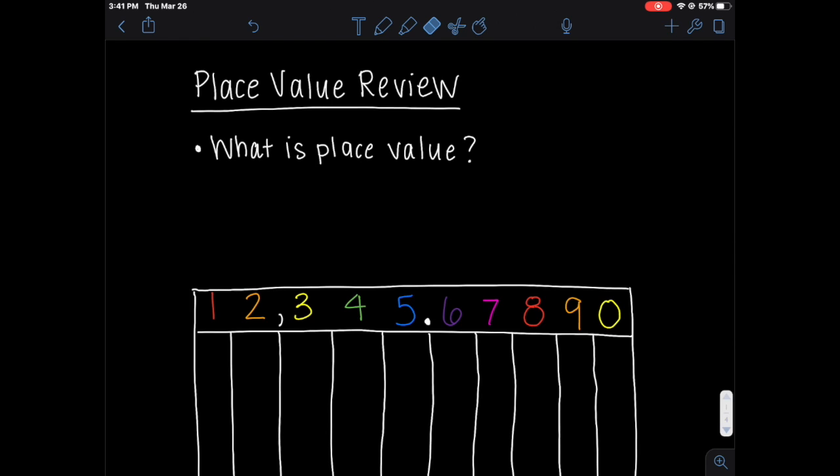Hi guys! Another topic in your supplemental packet that you are seeing is place value. So I wanted to do a video for place value review. Let's start off by answering, what is place value?